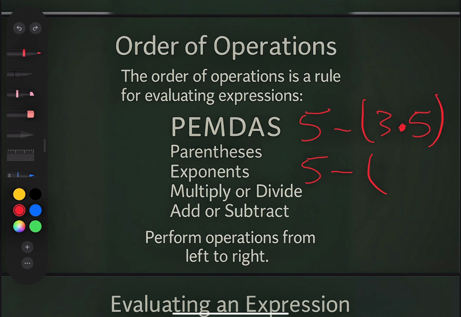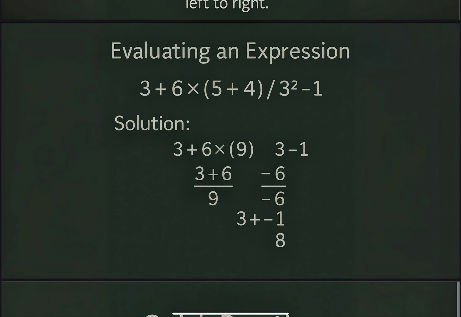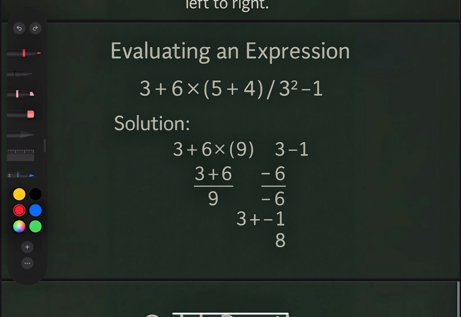Well, 3 times 5 equals 15. So now afterwards, we can subtract. What's 5 minus 15? 5 minus 15 equals negative 10. Evaluating an expression. Sorry guys for this example, this is completely wrong. The solution here is wrong, so I'm going to give you another example instead.